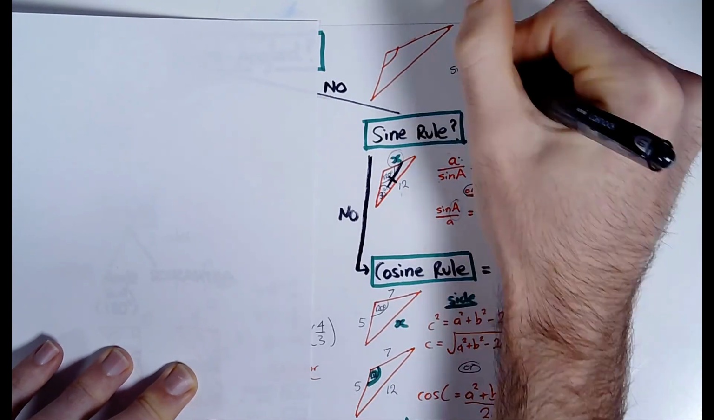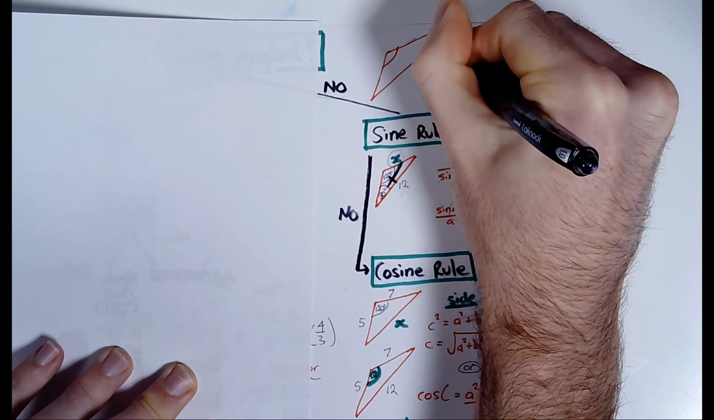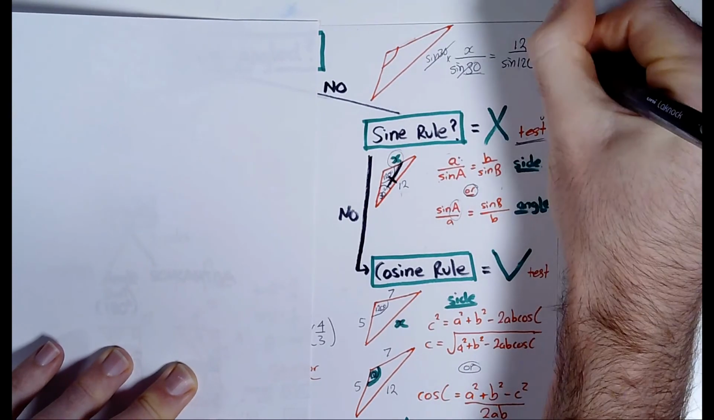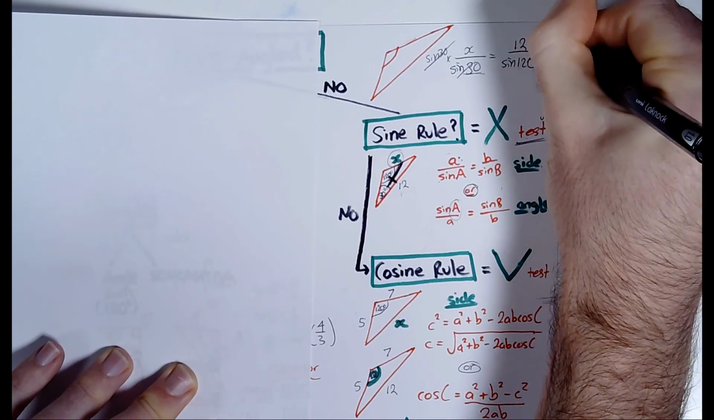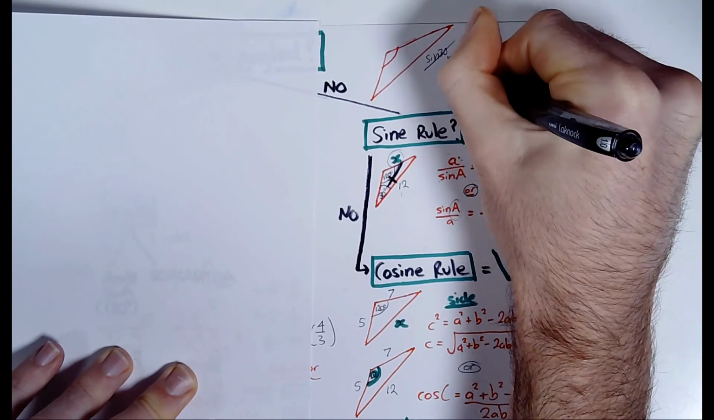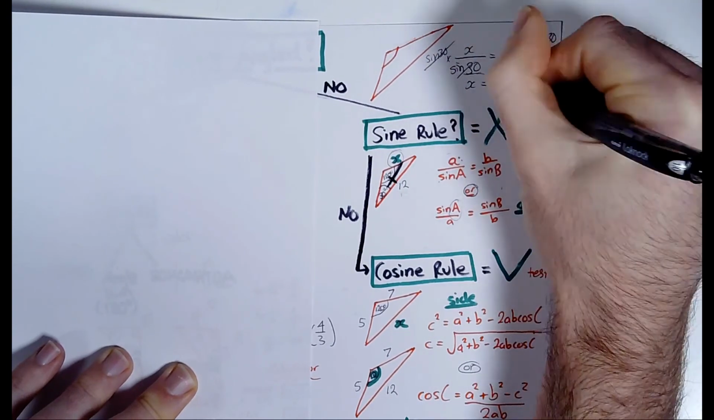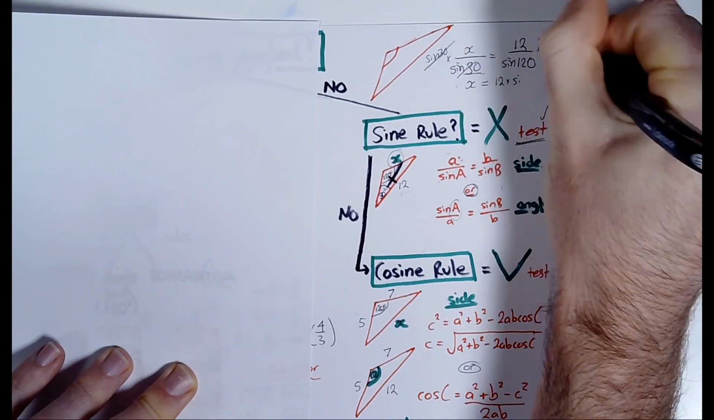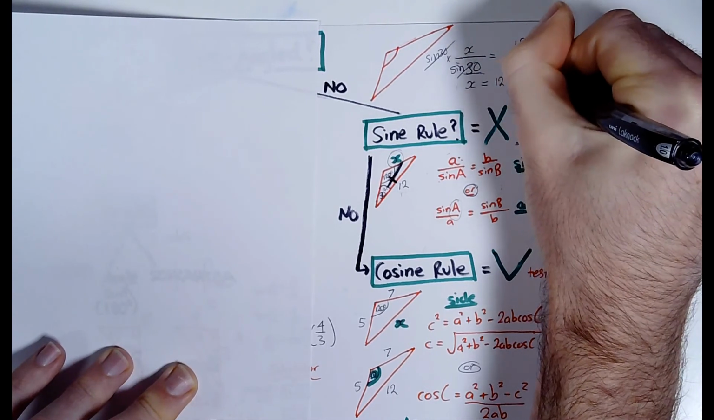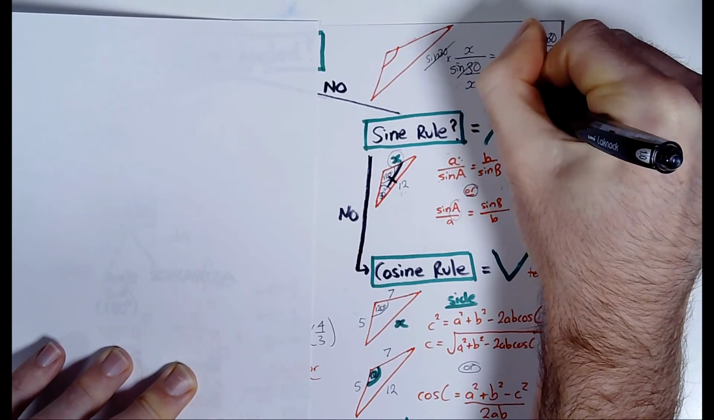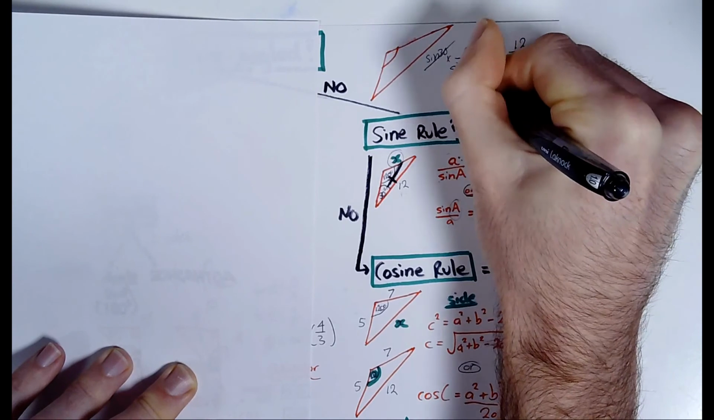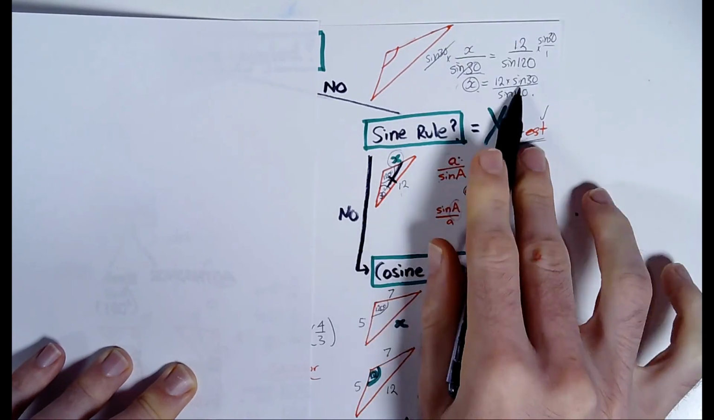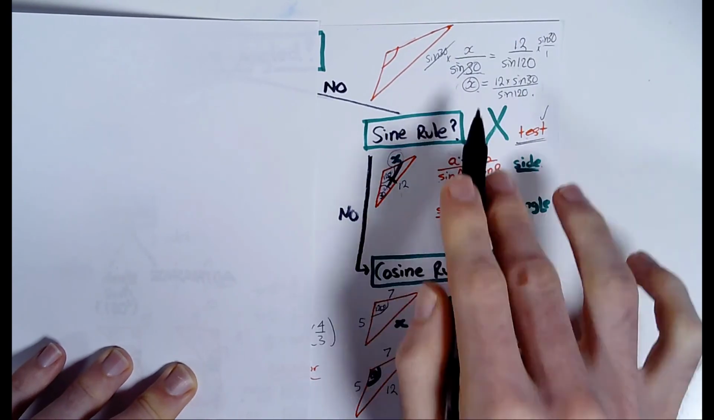And then what you do is you get rid of sine 30 by multiplying it by both sides, because what you do to one side, you have to do to the other, and that will leave you with just X by itself. So you will end up with 12 times sine 30, because that technically is times in the top, over sine 120, and that will give you X by itself. When you put that into your calculator, you'll get the answer. So that's how you use the sine rule.